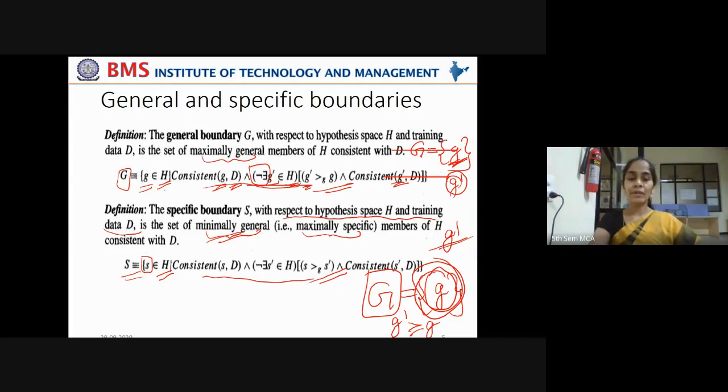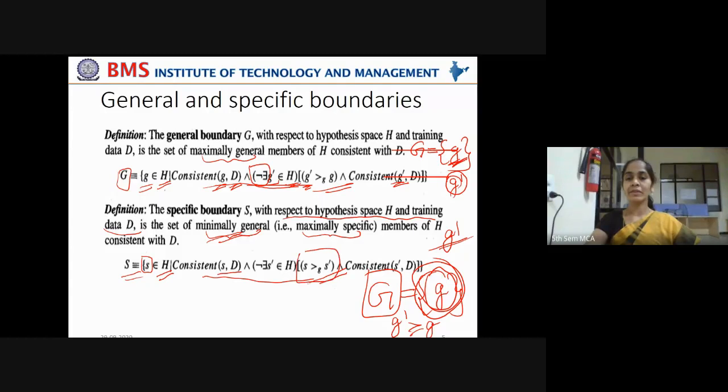Okay. So this specific boundary set S is defined as the set of all specific hypotheses that belong to the hypothesis space such that, this is the general condition, S is consistent with D. And what is our next part? There should not exist any other specific hypothesis that belongs to H and is consistent with D, which is more specific than S. Right? In that case, it is called a boundary set.